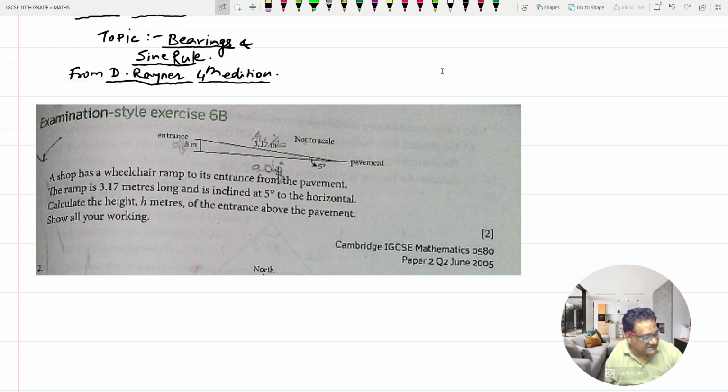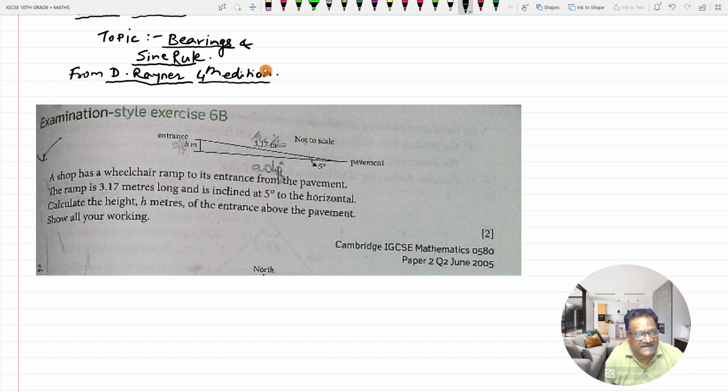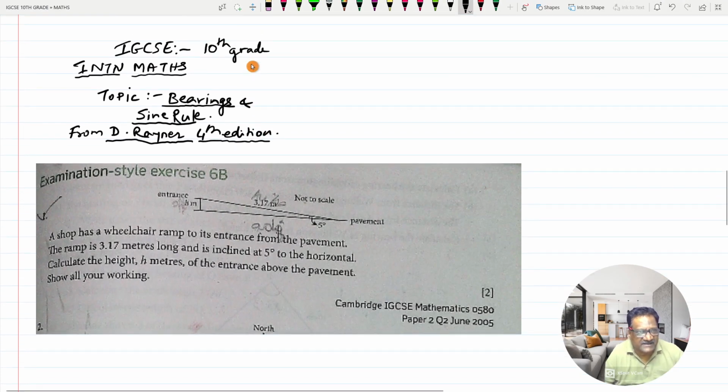In today's session, we are going to solve some 2-3 questions from the topic bearings, and this is for the IGCSE students from the 10th grade. You can see on the screen, and this is for the international math students. So the topic is bearings and the sine rules, and this I have taken from the D. Reyner 4th edition book. These are some really interesting and good questions. So let us get started.